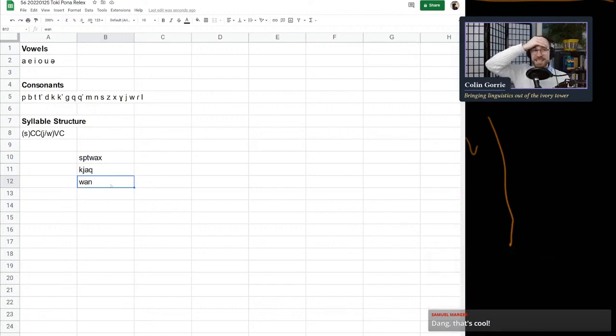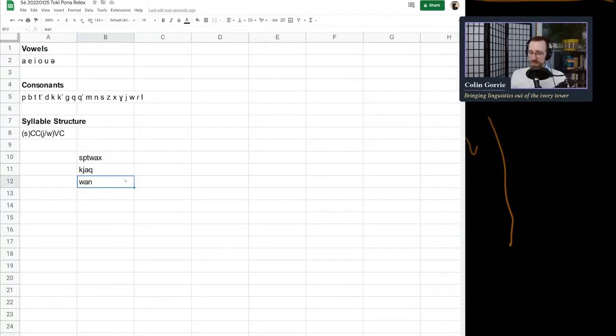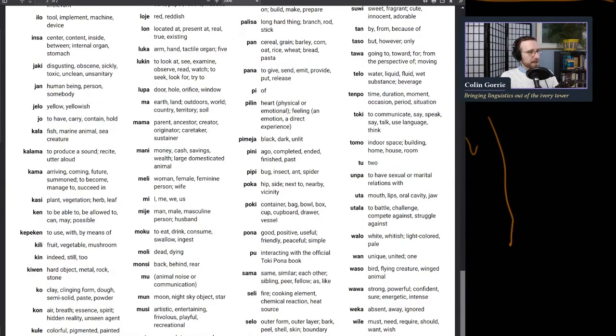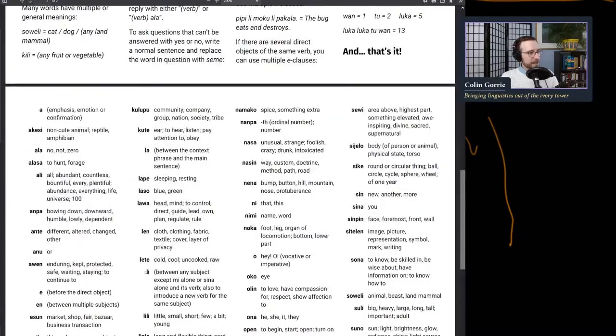And the one thing that I had in mind is I would love for the more functional morphemes in Toki Pona to change. These are things like, let's go back over here. We have things like pi, which means of. We have li, which occurs between any subject that's not the first or second person pronoun, and the verb. We have e, which occurs before the direct object. I would love if these were consonantal clitics.